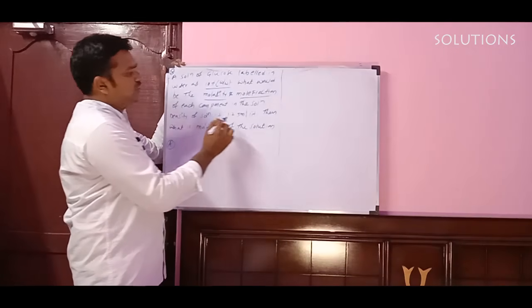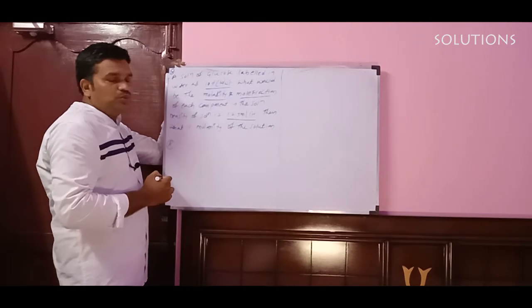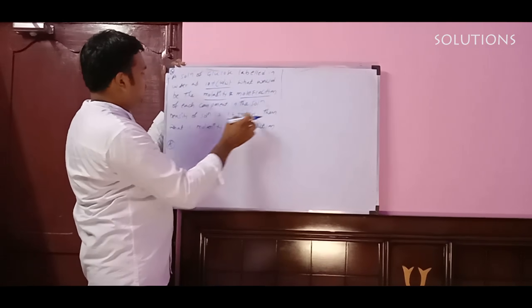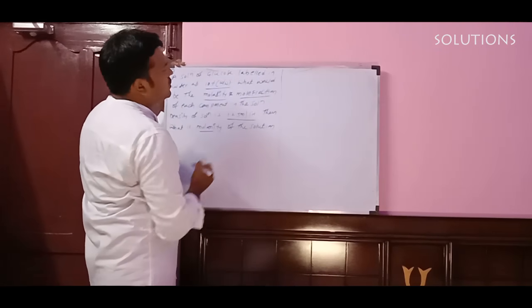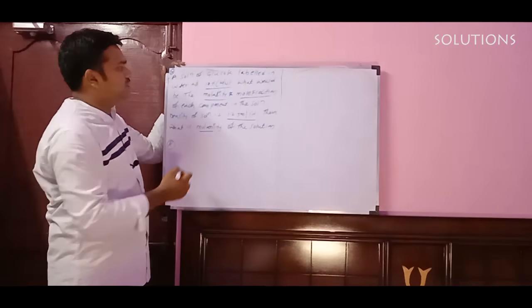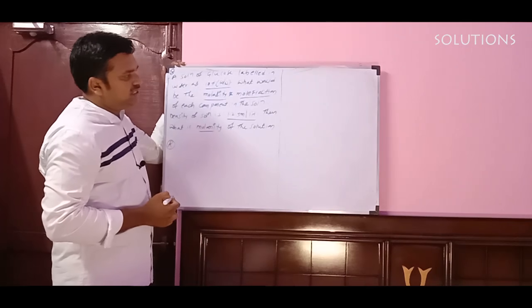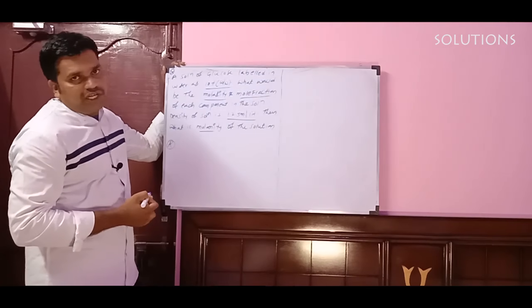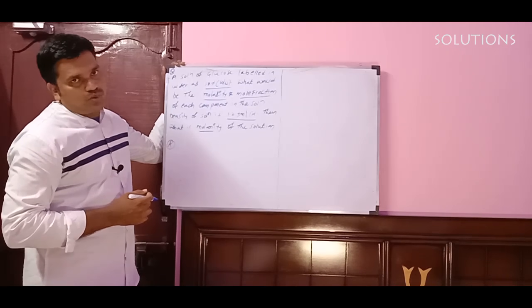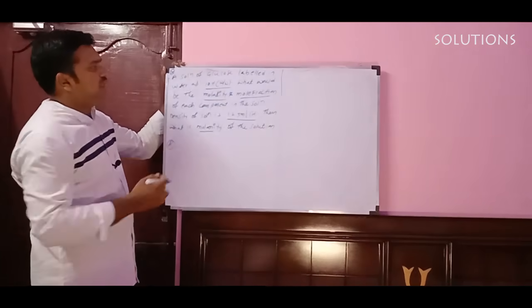The density of the solution is given here as 1.2 gram per liter, and one more thing is asked: what is the molarity of the solution also? I have already underlined what we have to find out: the molality, the mole fraction of each component, and the molarity also. Clear? So let us see the first part.